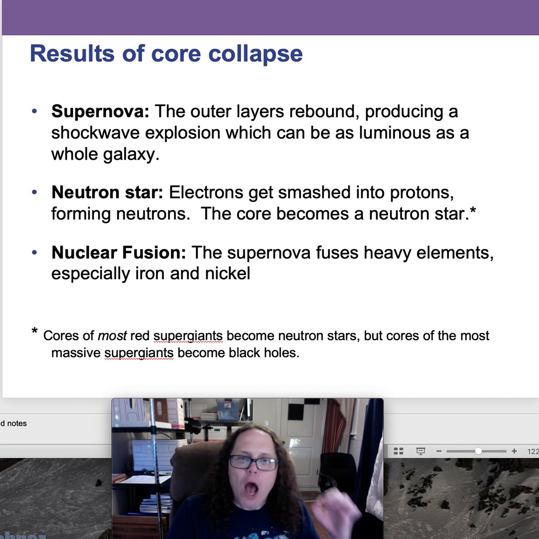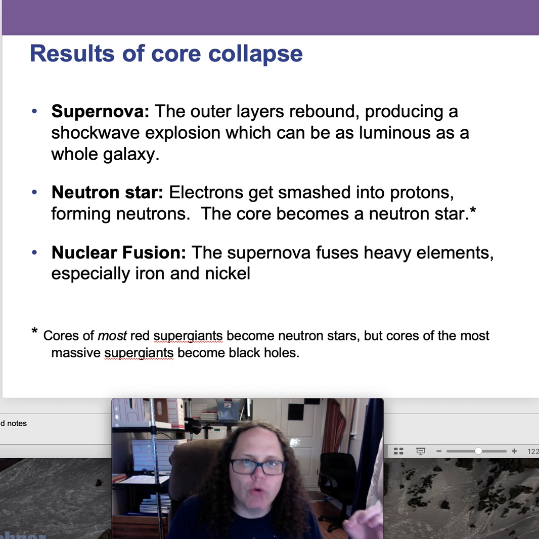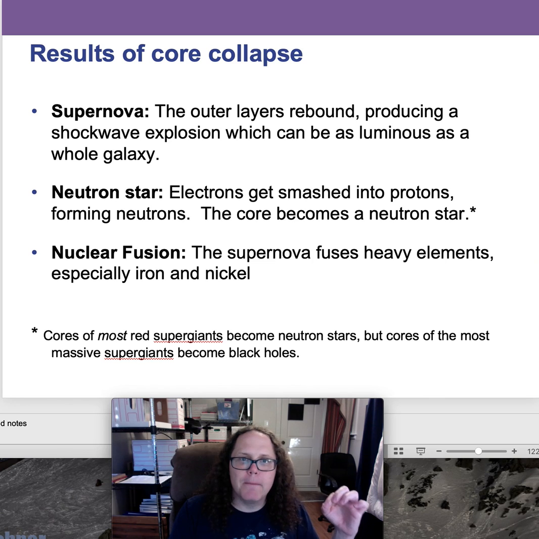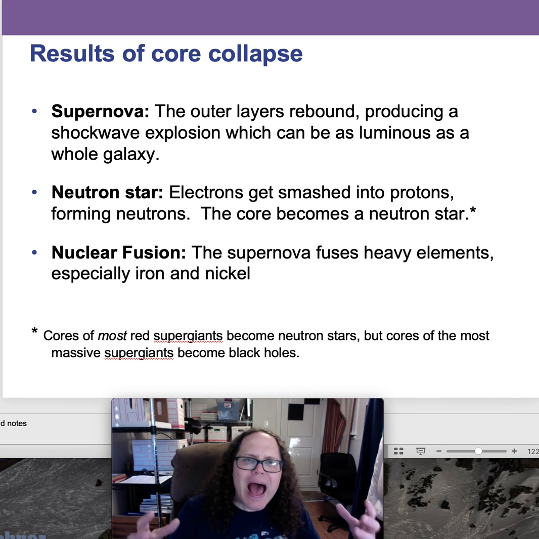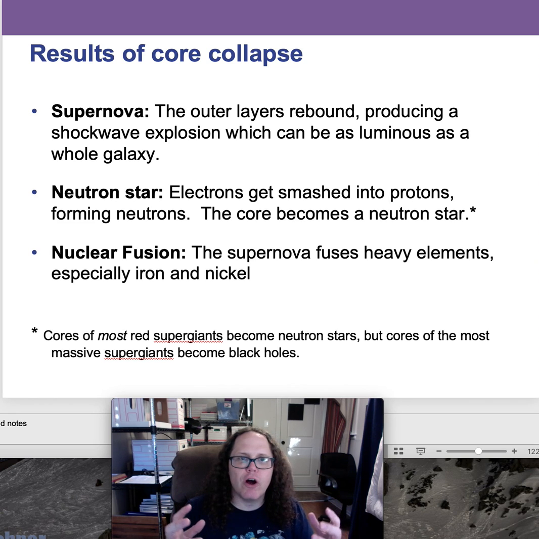When the full weight of a red supergiant star smashes onto the core at nearly light speed, the outer layers bounce off the core in a shock wave that can take out a solar system, a supernova, an exploding star, an explosion that's as luminous as an entire galaxy. And what happens to that core? The outer layers smash the electrons right into the protons, combining them into neutrons, leaving the core behind as a neutron star, a giant ball of neutrons.